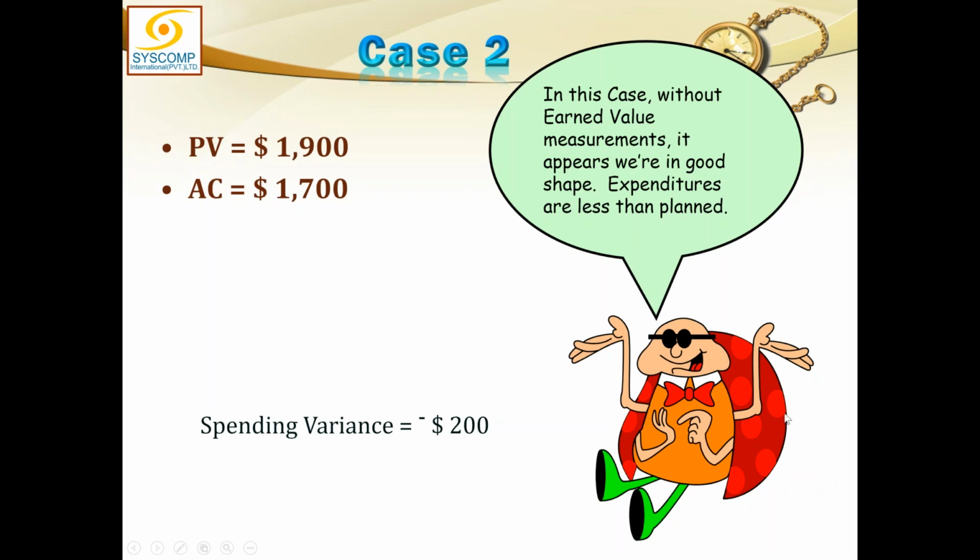जी इमरान, अगर पीवी 1900 है और एसी 1700 है? जी अजीम। सर ये भी अच्छी सिचुएशन है, क्योंकि जितना प्लान किया था उससे $200 बच गया है और काम पूरा हो गया है। हाउ डू यू नो दैट?